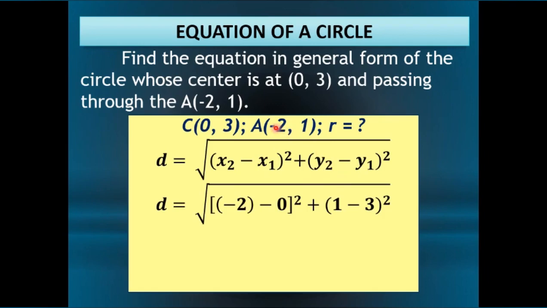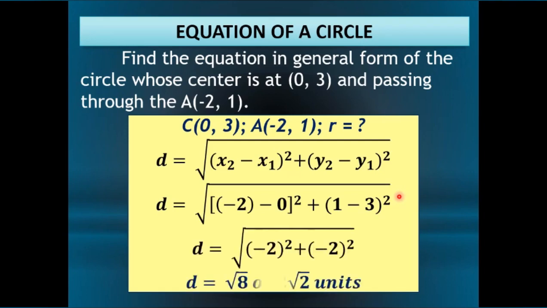So we have the square root of (-2 minus 0) squared plus (1 minus 3) squared. Simplifying this first, -2 minus 0 is -2, squared, and 1 minus 3 is -2, squared. Then (-2) squared plus (-2) squared, that would be 4 plus 4, equal to the square root of 8.